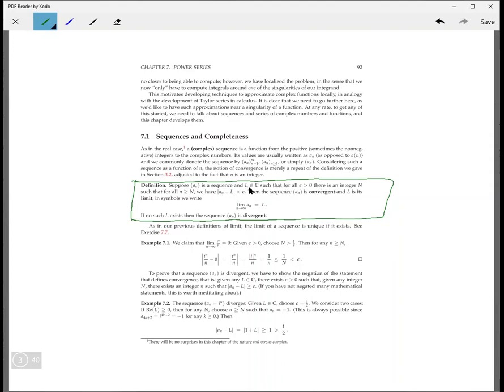So this is an epsilon capital N argument. This definition means that given epsilon greater than 0, there exists a capital N such that if little n is bigger than that, then all the terms of the sequence are within epsilon of L. The distance between a sub n and L is less than epsilon. Okay, that's that part.